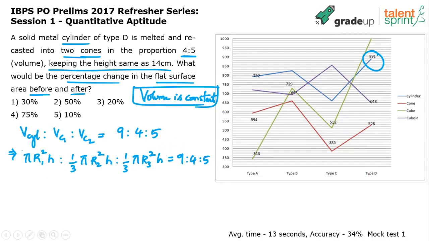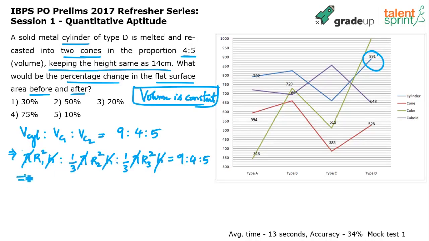It is common. Now, if you see in this ratio, pi and h are common everywhere. That gets eliminated. So what are we left with? R1 square is to 1 by 3 R2 square is to 1 by 3 R3 square equals to 9 is to 4 is to 5. And if you work smartly, you should not even put pi and h on paper. You should be able to visualize that pi and h is going to be common because height is same and pi is a constant. So forget about pi and h.